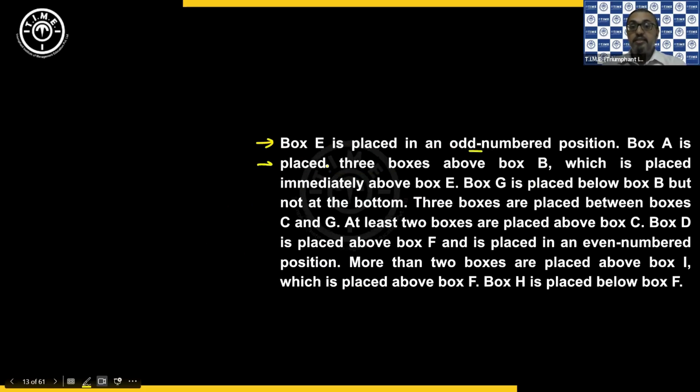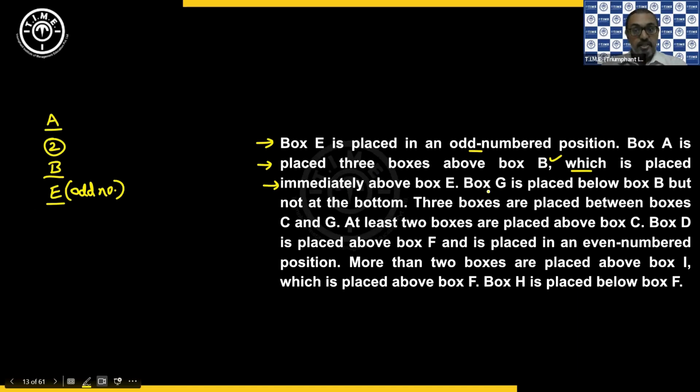A is placed 3 boxes above B, which means B. Usually when persons are there, he will use "who", but when other than persons are there, they will use the word "which". Both mean the same. B is placed immediately above E, means B has to be placed immediately above E. So we have E, which is an odd number. Immediately above E, you have B. And A is 3 boxes above B, so leaving a gap of 2, you have A above B.